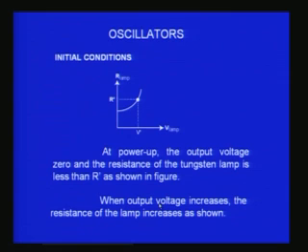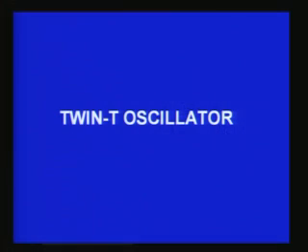Right, now let me show you an actual working circuit of the Wien's bridge oscillator. We have seen now 2 different types of oscillator circuits. One is RC phase shift oscillator, the other one is the Wien's bridge oscillator, both are RC oscillator. Now I want to quickly show you a third type of RC oscillator, which is called twin T oscillator.